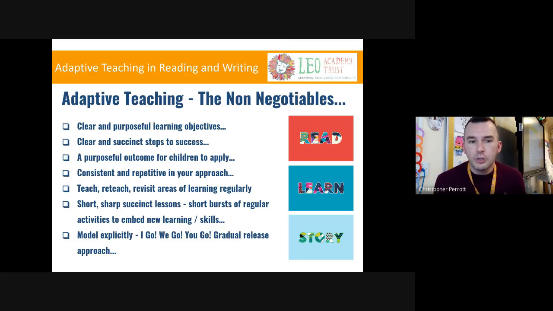I always say have short, sharp, succinct lessons and take out the waffle. Give the children the input, keep it clear and simple, get them to practice, and then move on. And then revisit that later on, whether it's later on in the day or later on that week as well. Those short lessons will keep them motivated and keep them focused on the task at hand. And then again, just reminding you of that I do, we do, and you do approach.